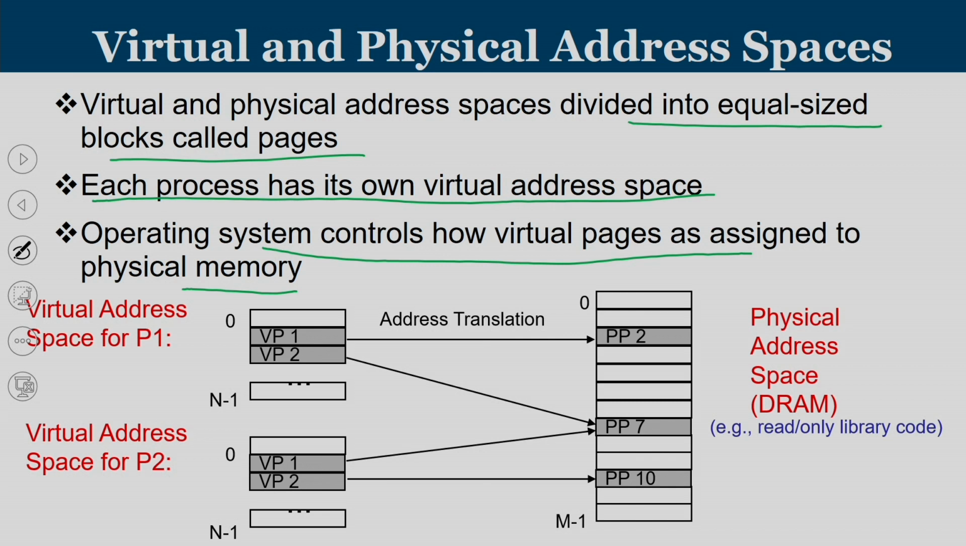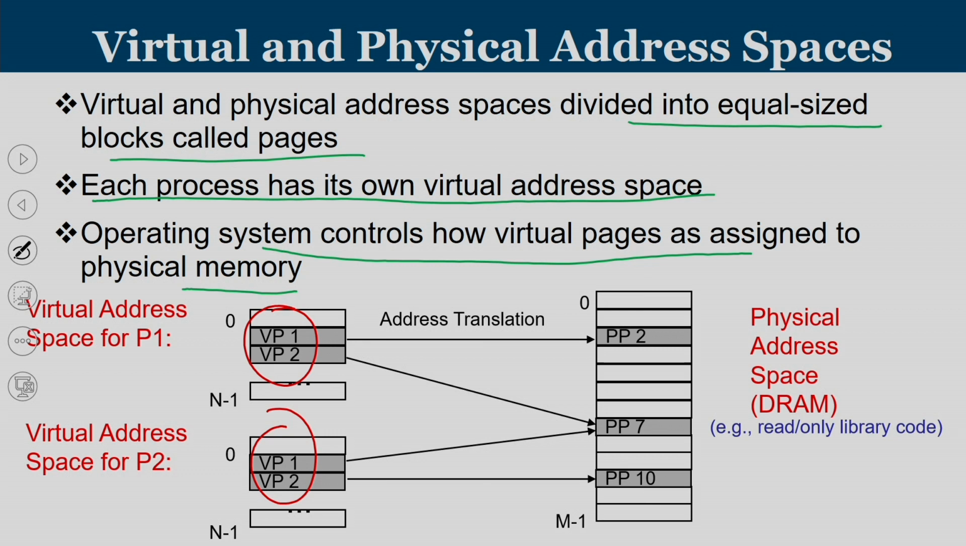Now consider the virtual address space for P1. You have a process P1 where there is a virtual page 1 and virtual page 2, and you have another process P2 that also has its own virtual page 1 and virtual page 2.